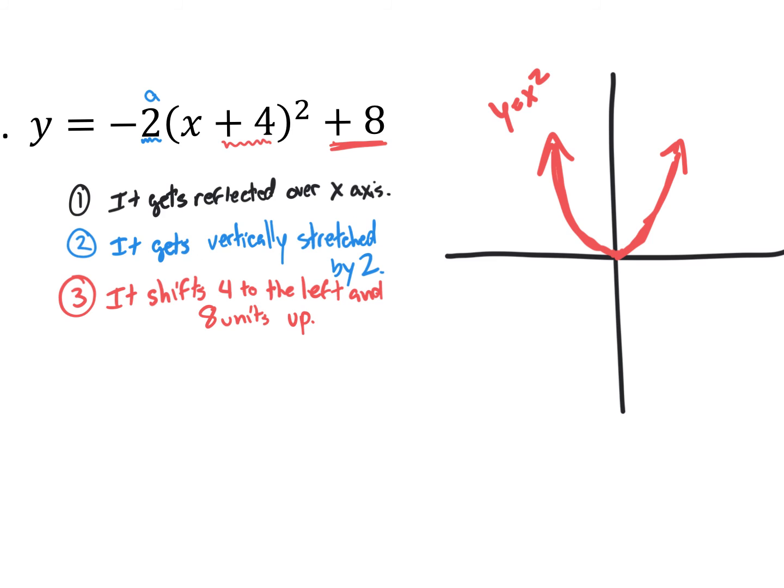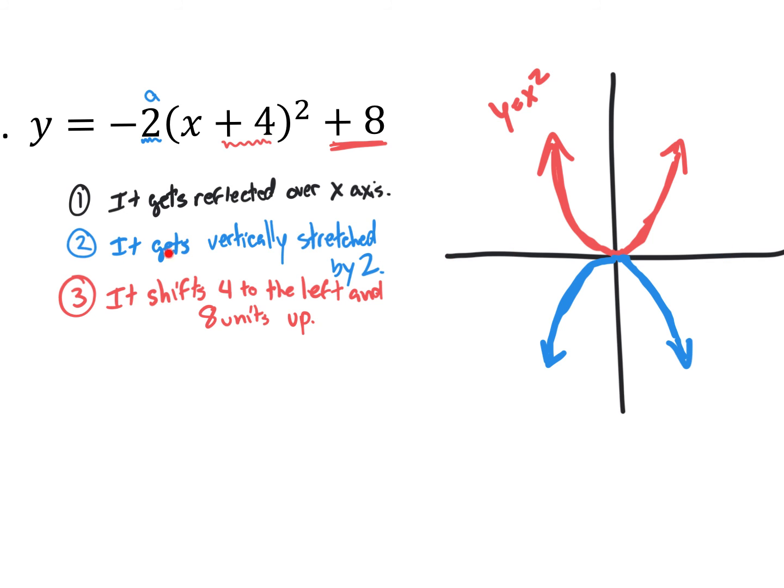Now, let me show you how this original one changes to this guy. It begins with the negative sign, which means it gets reflected over the x-axis. So that identical parabola will be reflected over the x-axis like that. Man, that's just ugly. Sorry about that. So anyways, that is the first transformation. The negative sign means it gets reflected over the x-axis.